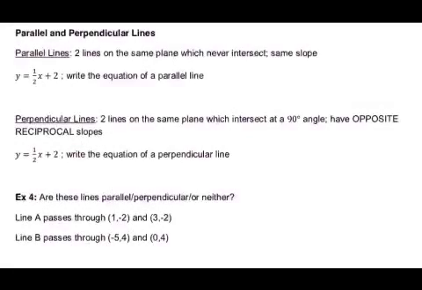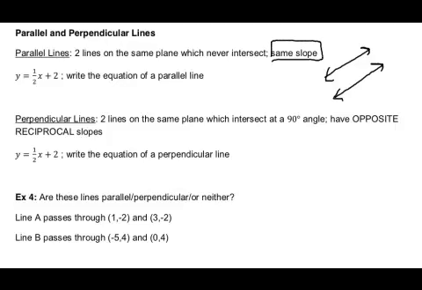We can use slope to determine equations of different types of lines. Two special types of lines are parallel lines and perpendicular lines, and each of them has special properties as far as slope is concerned. Parallel lines, if you remember, are two lines on the same plane which never intersect. Now, if they're never going to intersect, they have the same slope. So we know that lines are parallel if they have the same slope.